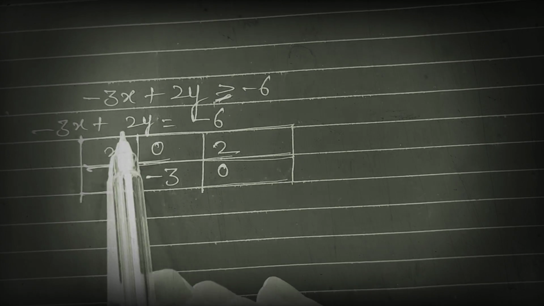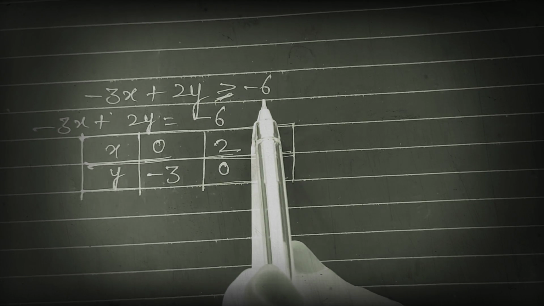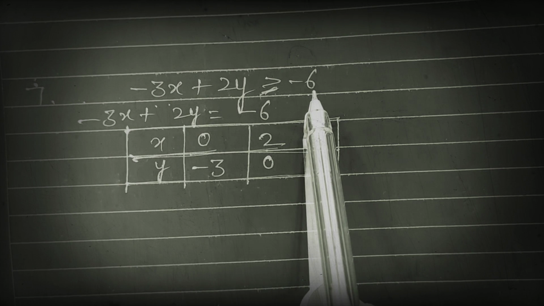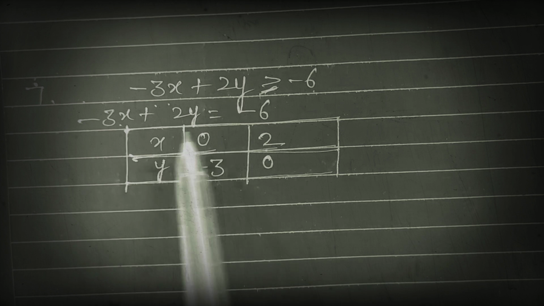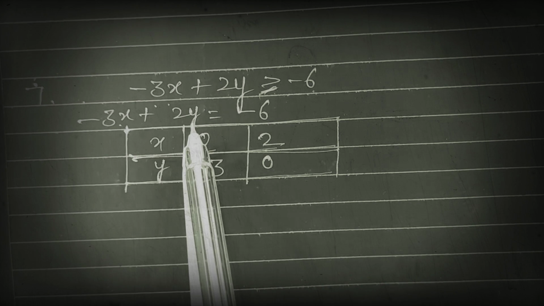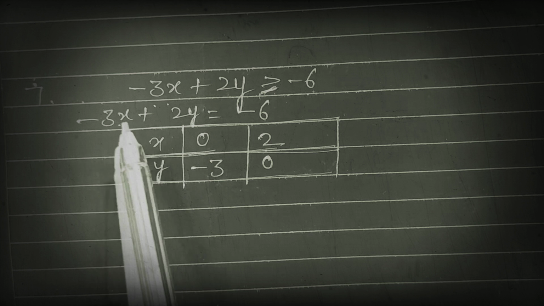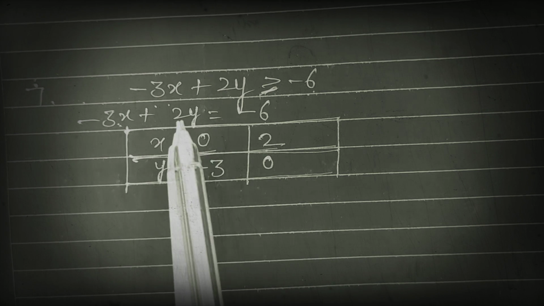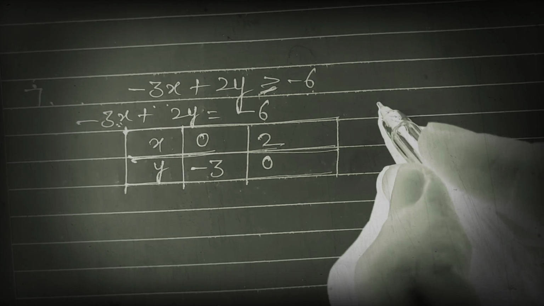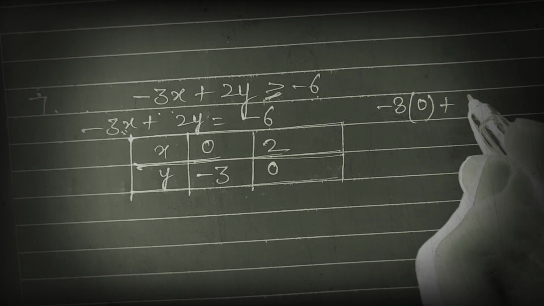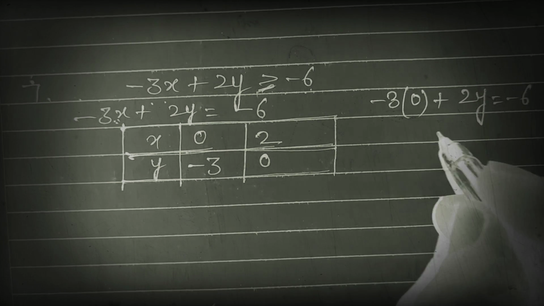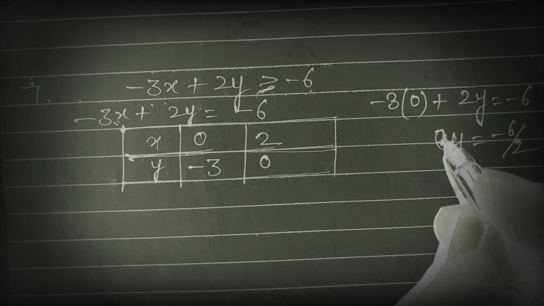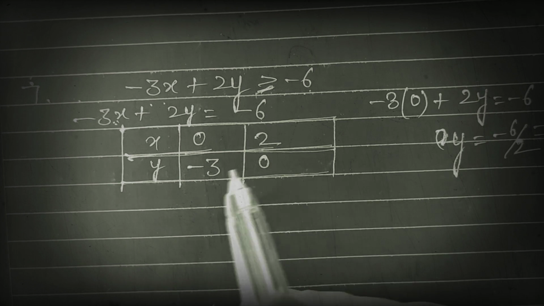Now come to this. Minus 3x plus 2y is greater than or equal to minus 6. This is the 7th question. Minus 3x plus 2y greater than or equal to minus 6. So firstly we will draw the graph of the line. Minus 3x plus 2y is equal to minus 6. So if x is 0, y will be minus 3. If y is 0, put x is equal to 0 here. So minus 3 into 0 plus 2y is equal to minus 6. So 2y is equal to minus 6, and y is equal to minus 6 upon 2. It is minus 3.